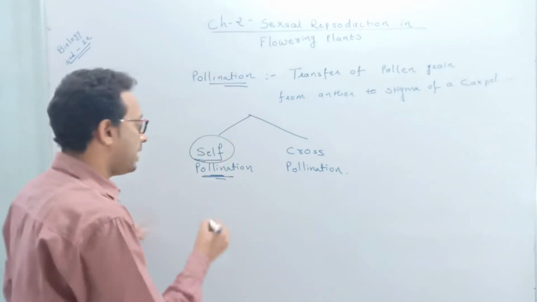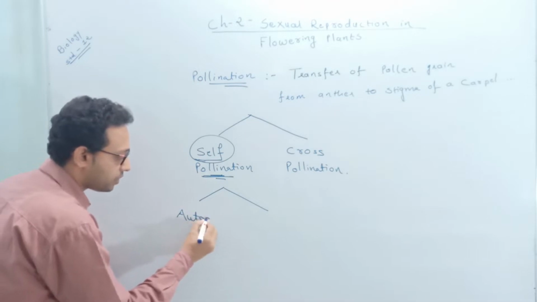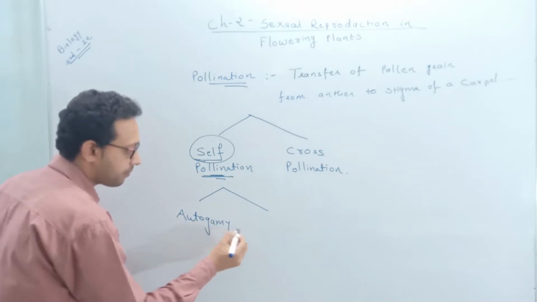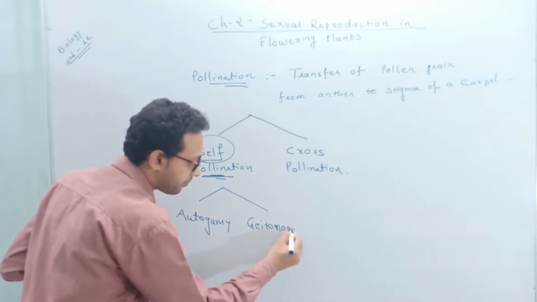Based on that, self-pollination can be divided into two parts. First is called autogamy, and the second one is called geitonogamy.